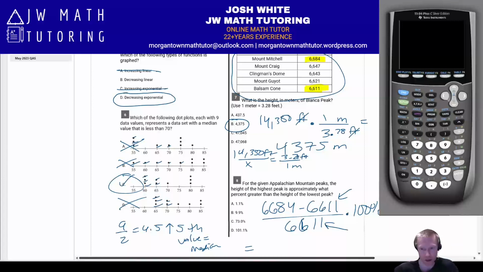If you just work this out on your calculator, you get 73 for the difference. You divide that by 6611. It comes out to 0.01104. And then, of course, multiplying by 100% gives you about 1.1%. So in other words, the highest peak has a height which is 1.1% greater than the lowest peak.